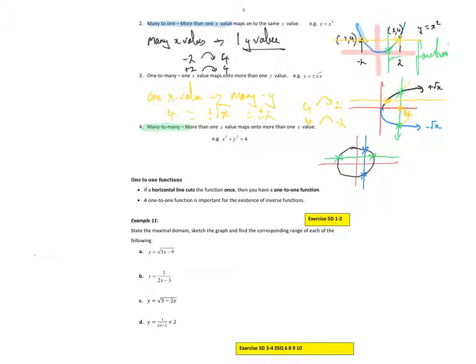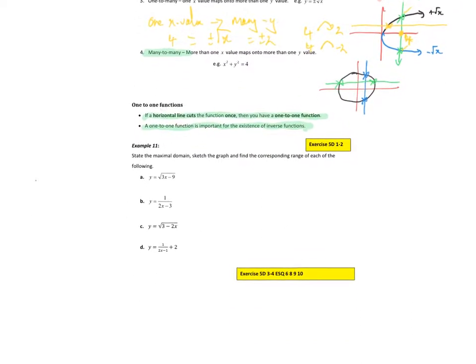So this is the best advice we can give you. If you want a function to be one-to-one, draw a horizontal line, and if it only crosses once, then it's a one-to-one function. Now, that's why we want to know if a function is one-to-one, because a little bit later on, we're going to look at what we call inverse functions, and we can only work them out if our function is one-to-one.